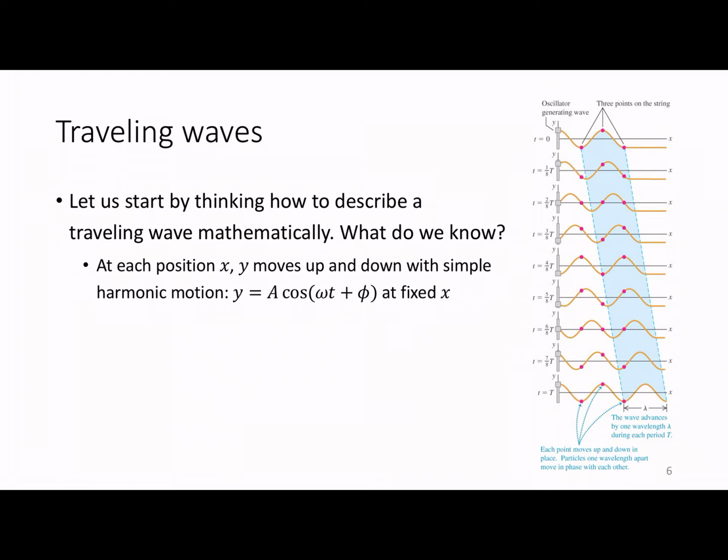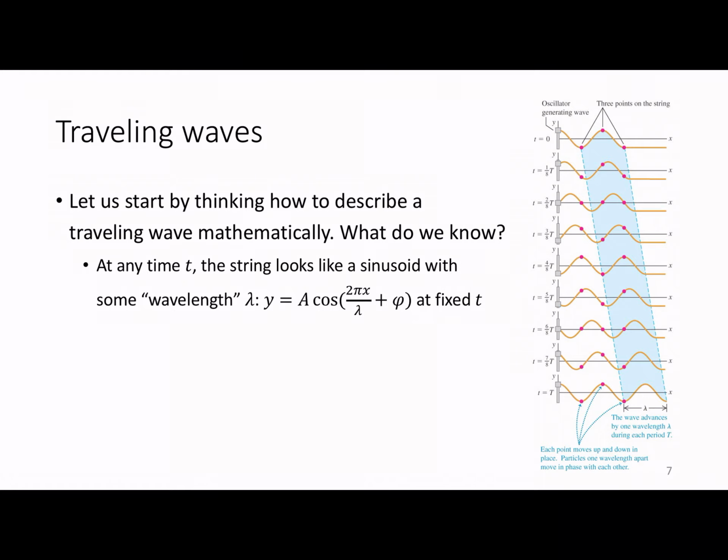Now if we put this in the language of math, at each position x, y moves up and down with a simple harmonic oscillator. So at a given value of x, I simply have to follow the harmonic motion equation: y is equal to A cosine of omega t plus phi. So at any point x, I have a simple harmonic oscillator. Similarly, at any point in time, I have a simple harmonic oscillator in space.